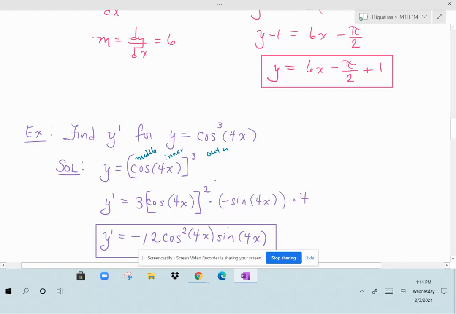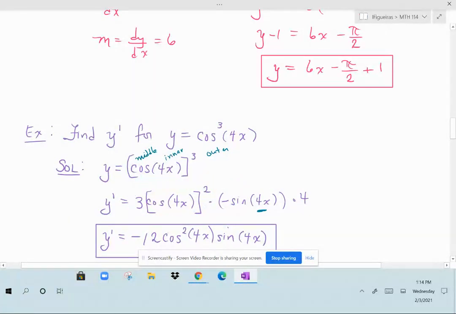That means I put 3 in front, and I take 1 away from the exponent, and everything on the inside stayed the same. Then I take the derivative of the middle function. The derivative of cosine is negative sine, and again, that inside part, the 4x, stays the same. Then I take the derivative of the innermost function, which is 4.